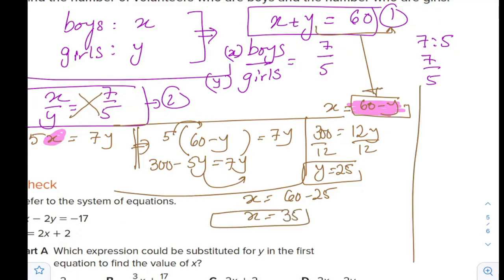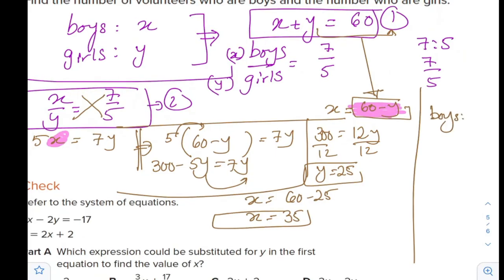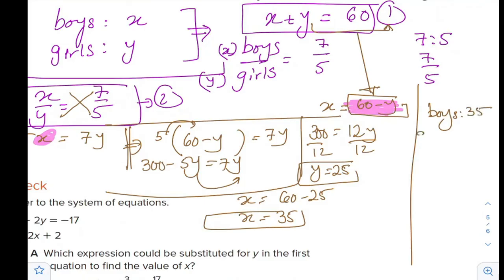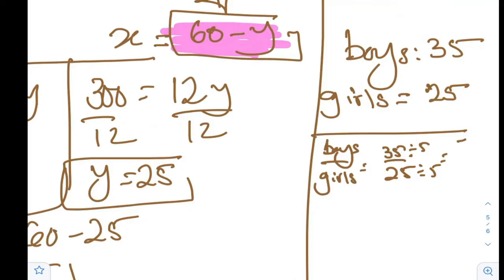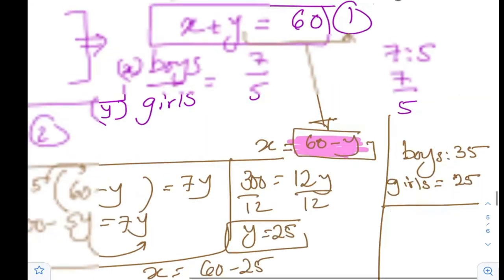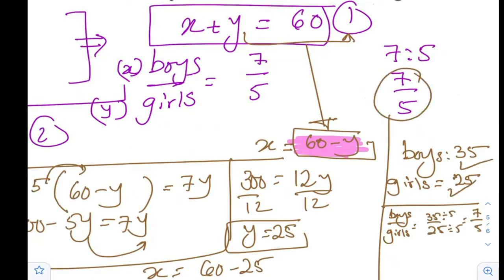So that means we have the number of boys. We named the boys x. So the number of boys is 35. The number of girls is 25. Now let's check. Is that okay with the proportion? We said that boys over girls is 35 over 25. If you simplify, it will be 7 over 5, which is exactly the ratio that they have mentioned. So our solution was correct.